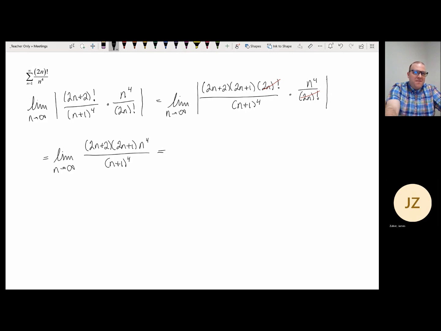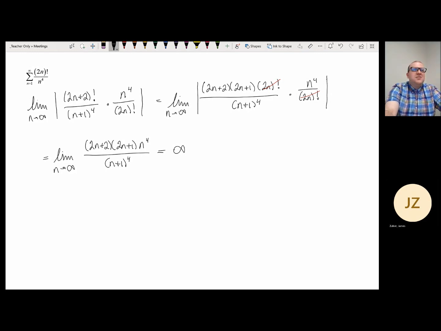How'd you get 1? Is it n to the 4th in the numerator? It's n to the 6th in the numerator, because you have (2n+2) times (2n+1) times n to the 4th. That'd be 4n to the 6th in the numerator, which makes this limit infinite.